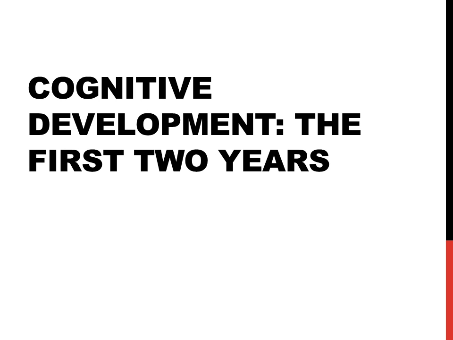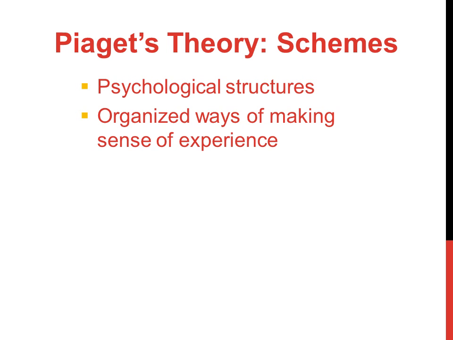Okay, so talking today about cognitive development during the first 2 years of life, specifically focusing on Piaget's theory of cognitive development. All right, so in Piaget's theory, he believed that children start to think in terms of what he called schemes or schemas. And so in Piaget's theory, a schema is a psychological structure. It's basically a way that we organize and make sense of the kinds of experiences that we have.